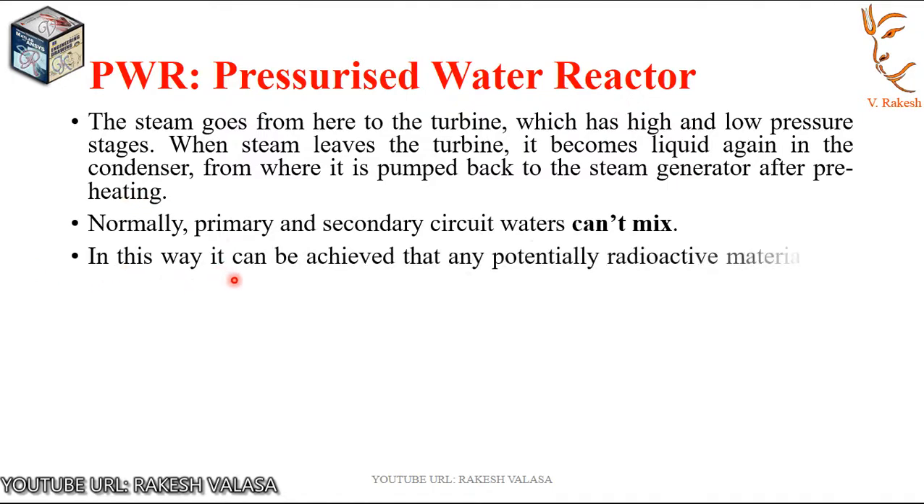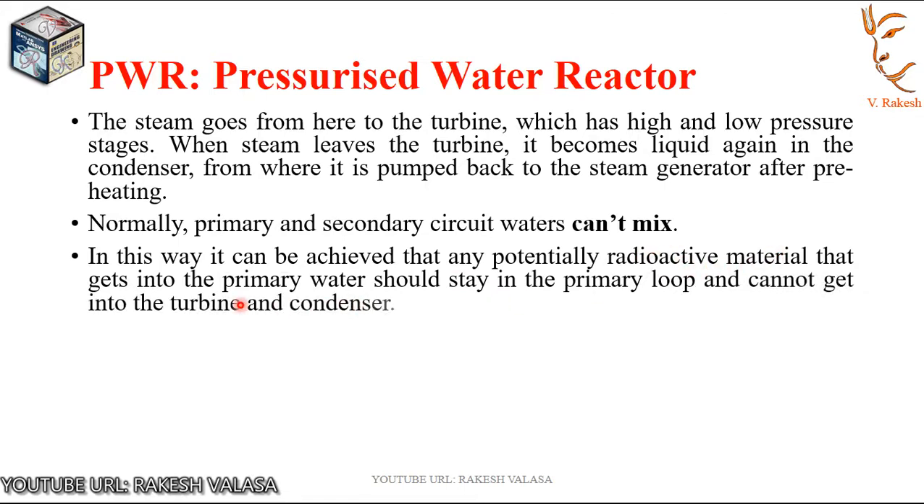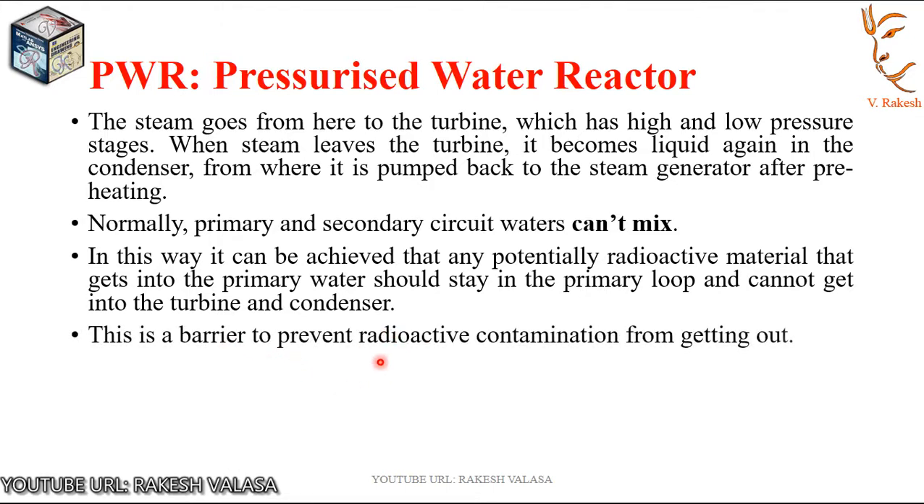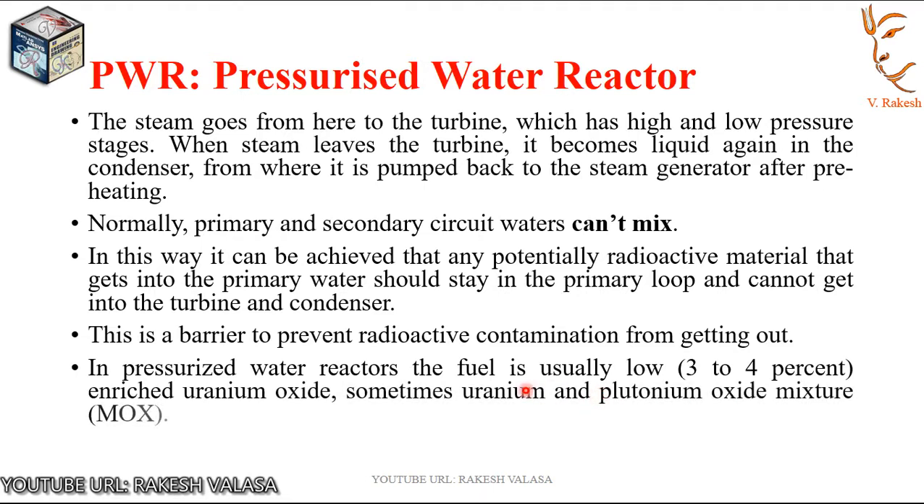In this way, it can be achieved that any potentially radioactive material that gets into the primary water stays in the primary loop and cannot get into the turbine and the condenser. This is a barrier to prevent radioactive contamination from getting out. In pressurized water reactors, the fuel is usually low enriched, that is 3 to 4 percent enriched uranium oxide, sometimes a uranium and plutonium oxide mixture.